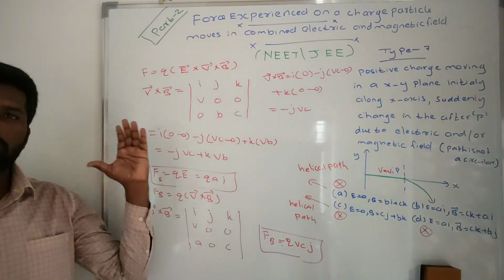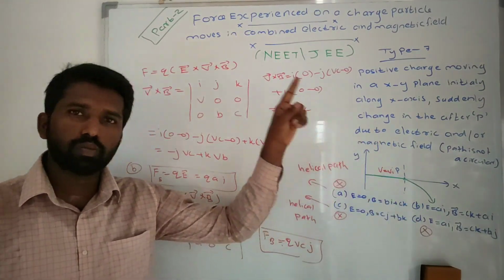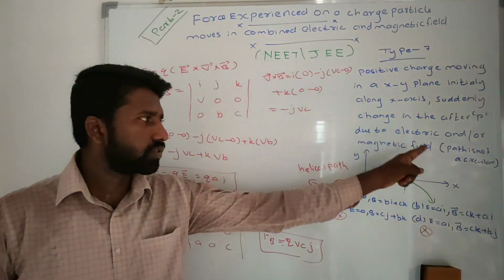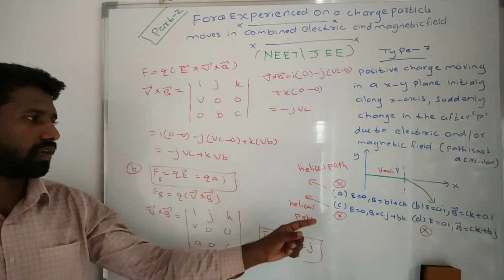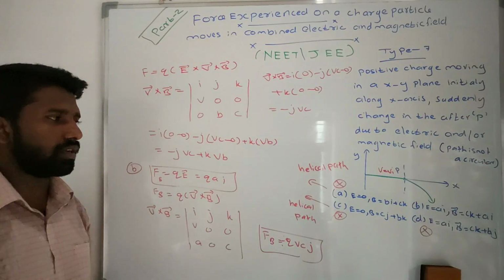If the electric field is not there, what happens? The charged particle moves in a circular path. They have given that it is not a circular path, so compulsorily B is the correct answer.